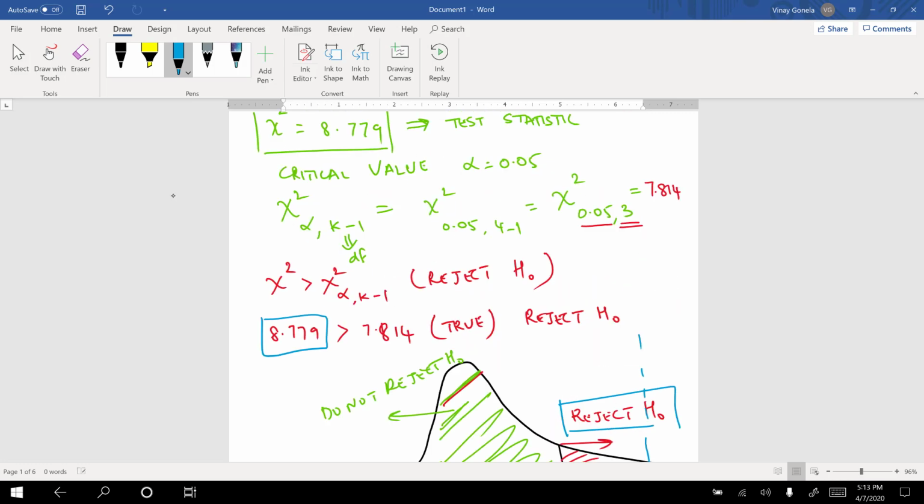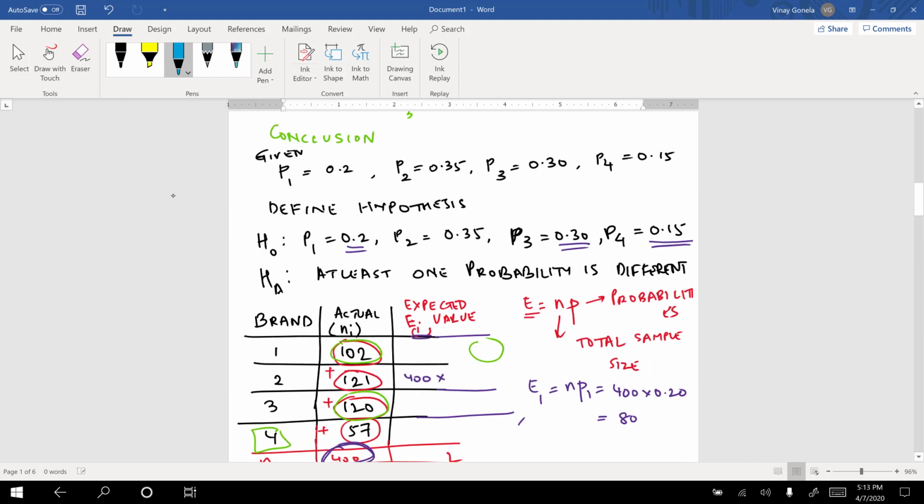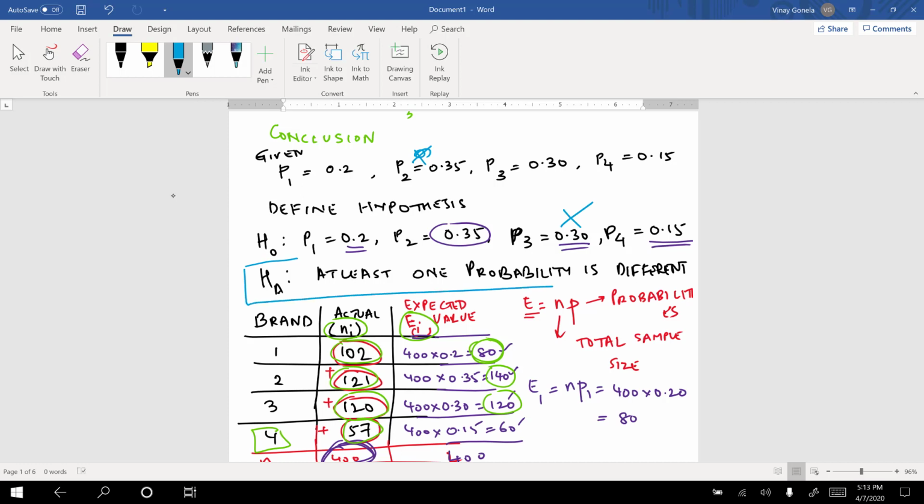So that means the probabilities are not equal, they are different. If I reject this, I'm rejecting this null hypothesis, so this is false. Our alternative is inherently true. So that means at least one probability is different. So that is how you are going to solve this problem.